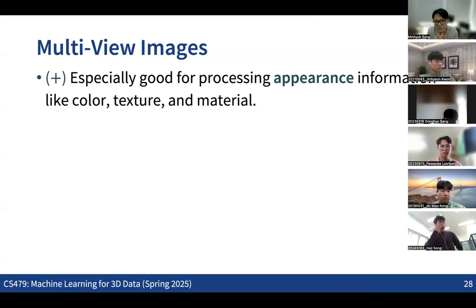But what I'm saying here is that if we do have additional appearance information coming with geometry information, that can also be effectively handled with multi-view representations. So it sounds good, right? Then what would be the downside of multi-view representations? What's the flaw with multi-view representations?